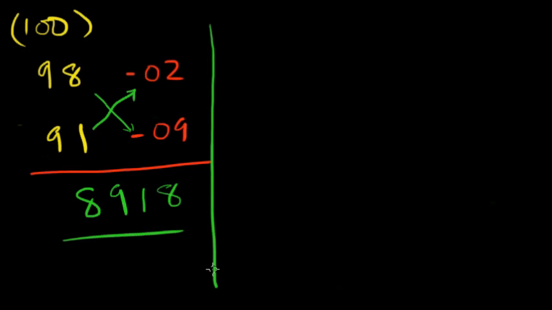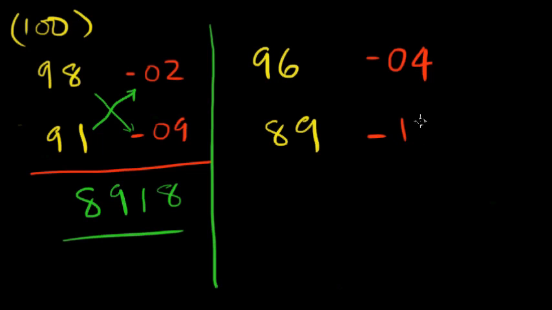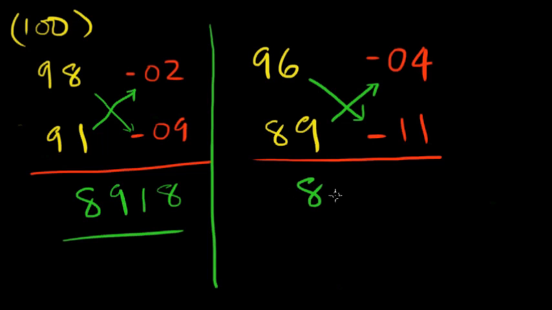So let's do a couple more. We're going to do 96 into 89. Same thing, the complements. Here is 4, and here is 11. And we're once again going to do the same method. Either you do 96 minus 11, or you do 89 minus 4. Let's just do 89 minus 4, it's easier. It's 85. And 11 into 4 is 44. Cool.